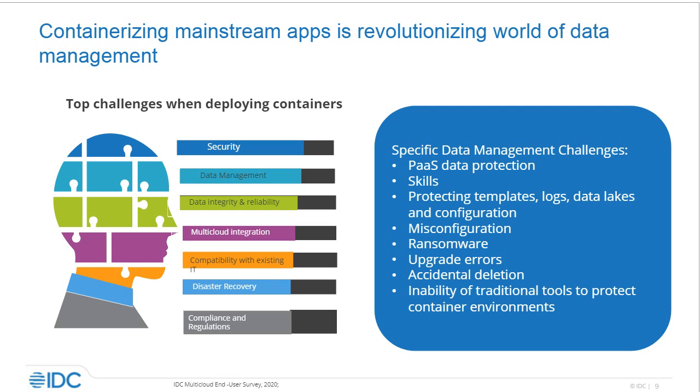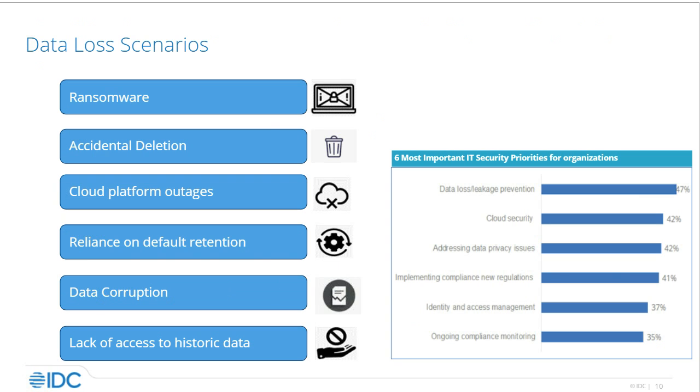And there are also fears around accidental deletion and the inability of existing or legacy data protection environments to protect those container environments. And we asked organizations, where are you most scared about data loss? And ransomware stood out first, but there was also accidental deletion and cloud platform outages and reliance on default retention.